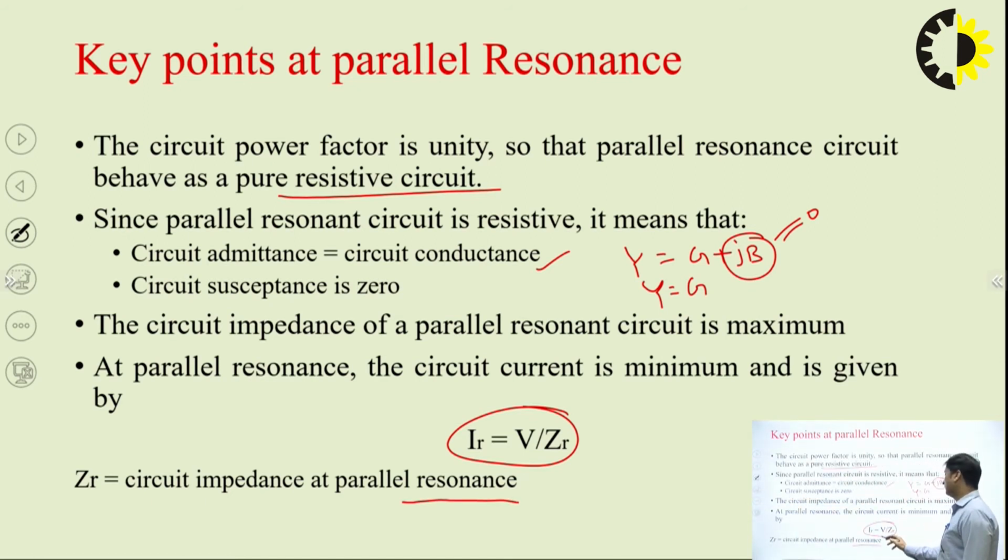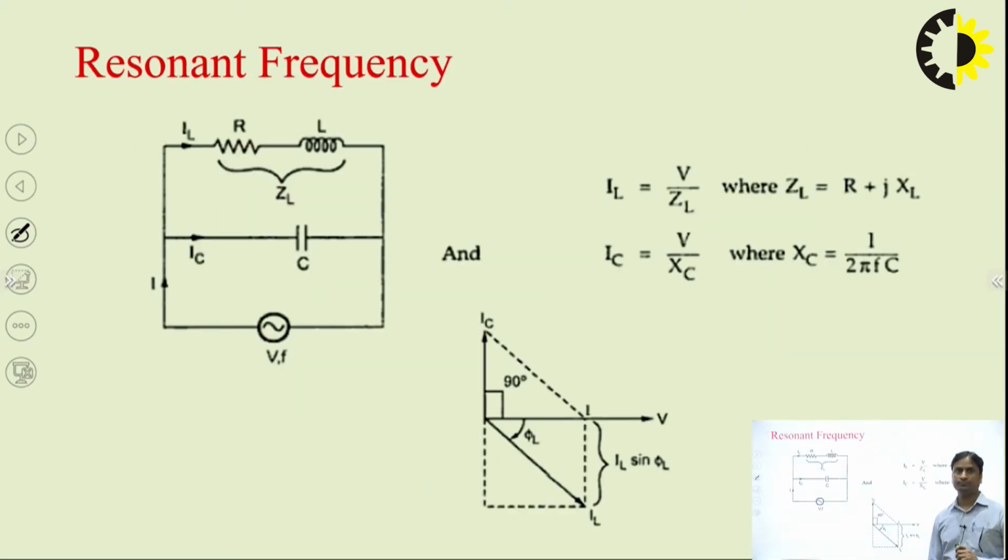So this is the circuit impedance in the parallel. Let us find these values. These are some key points as far as parallel resonance is concerned. So let us find first the resonance frequency. For finding the resonance frequency, let us have a circuit where we have a coil of resistance and inductance, and a capacitor connected in parallel, and this is the supply. This is the current flowing in the inductive circuit, IL, the current flowing in the capacitor is IC, and I is the total current.